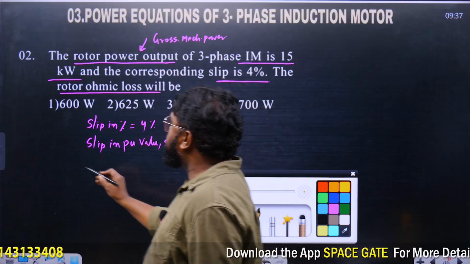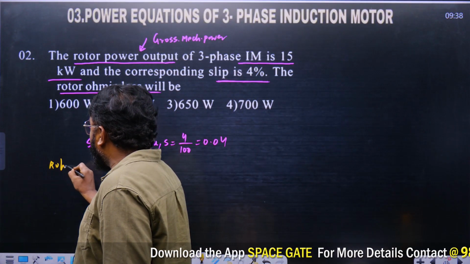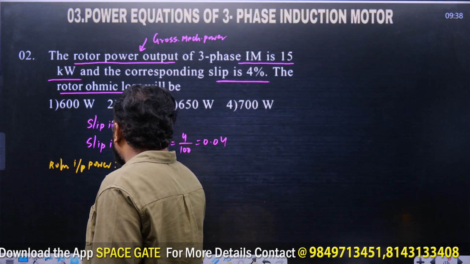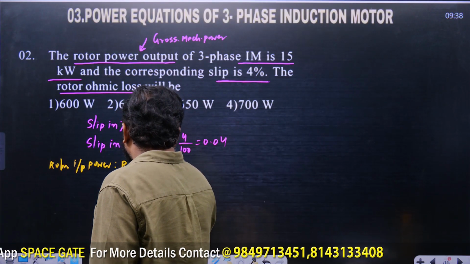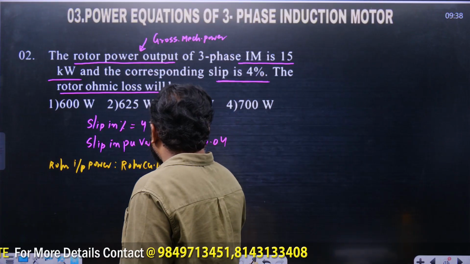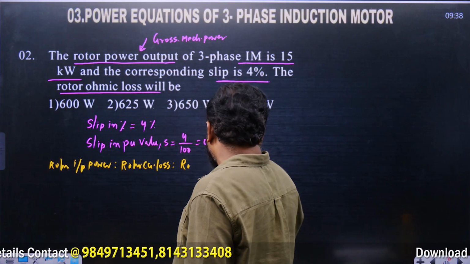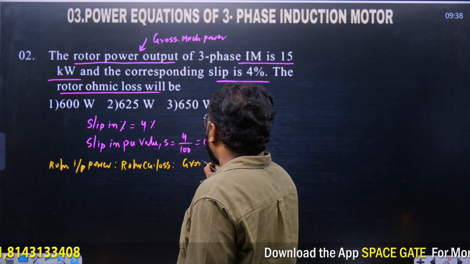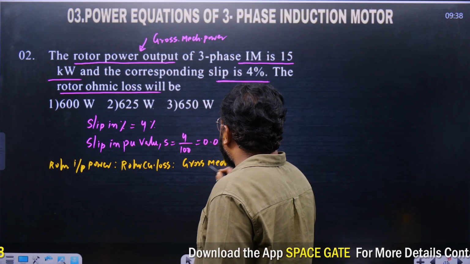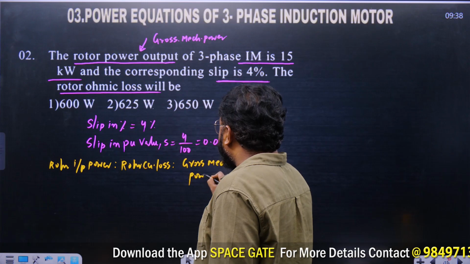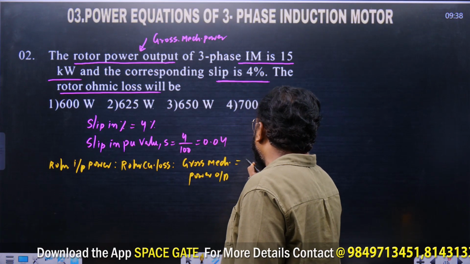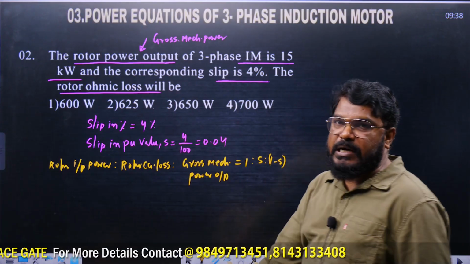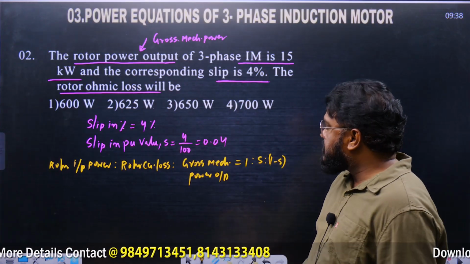So we know that the rotor input power is to rotor copper losses is to gross rotor output power, or gross mechanical power output of the motor, equal to 1 is to S is to (1 minus S).